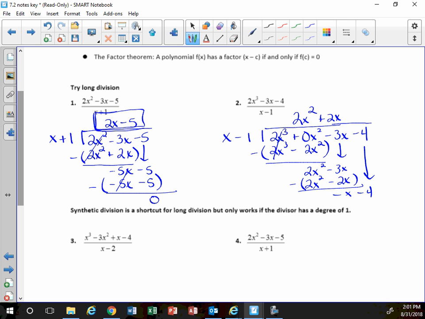One more time. What do I take x times to get negative x? Negative 1. Negative x plus 1. Running out of room. Subtract. What am I left with? Negative 5. What is that negative 5? That's your remainder. Okay, and we don't just write r negative 5 anymore. Okay, what you're going to do for me is say plus negative 5 over your divisor. So over x minus 1.